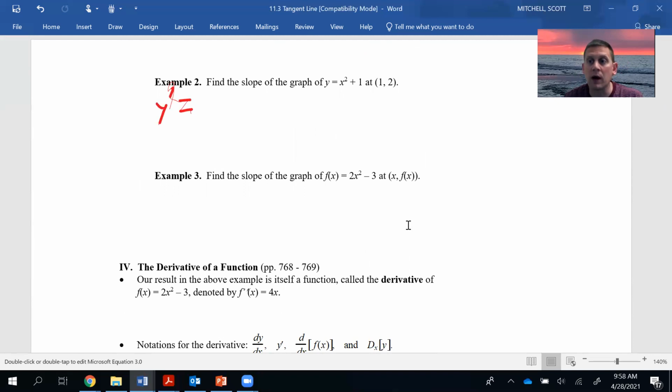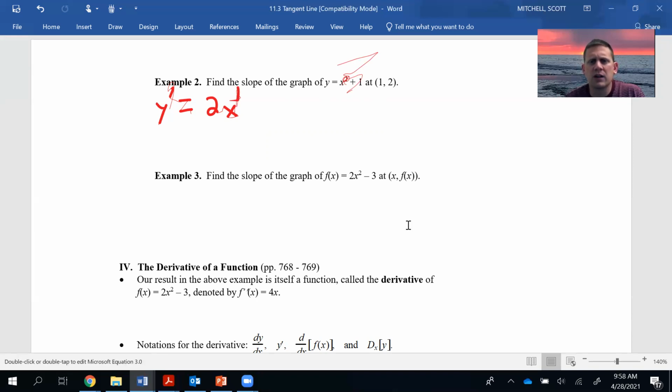Talked about f prime of x. You can call it y prime. That means derivative. Again, different ways to write the same thing. So we want to find y prime of this. So how do you find the derivative? Well, you take your exponent times your coefficient, keep the variable, and then take one away from your exponent. And so that's to the first.